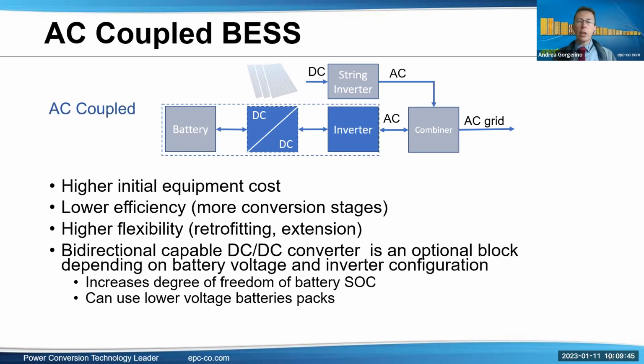You can also have here an optional bidirectional capable DC-DC converter. This again is an optional block. And systems that decide to use this do it for the same reason as I mentioned before. Basically, you have more degrees of freedom in handling the state of charge of the battery, which means you can also use different voltage levels, usually lower voltage battery packs, to optimize the system.